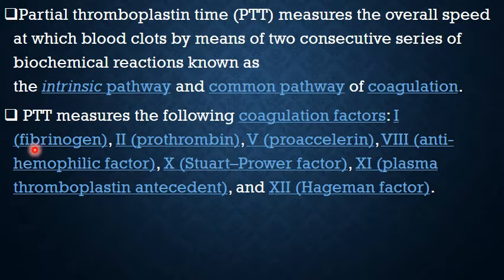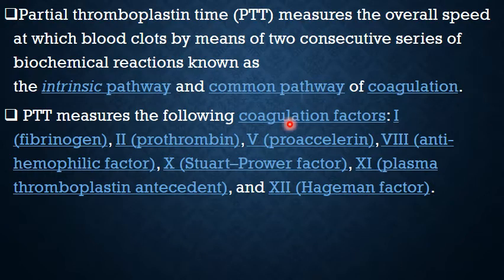The other test which is used in the lab to evaluate the coagulation status, or the function of the coagulation factors in the body, is partial thromboplastin time. This measures the overall speed at which the blood clots by means of 2 consecutive series of biochemical reactions, known as the intrinsic pathway and the common pathway of coagulation. So partial thromboplastin time is important to assess the biochemical reactions of the coagulation factors of the intrinsic pathway and, at the same time, the common pathway.